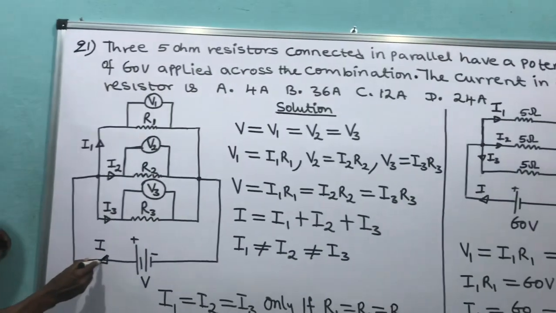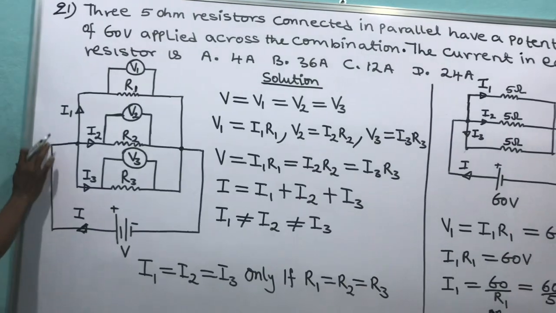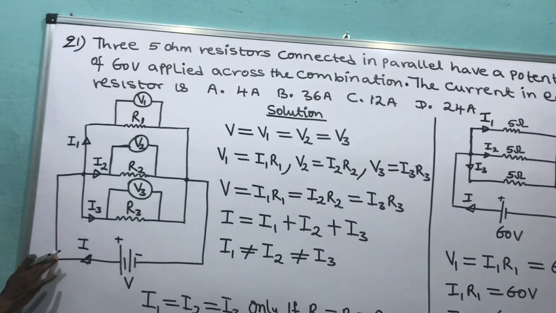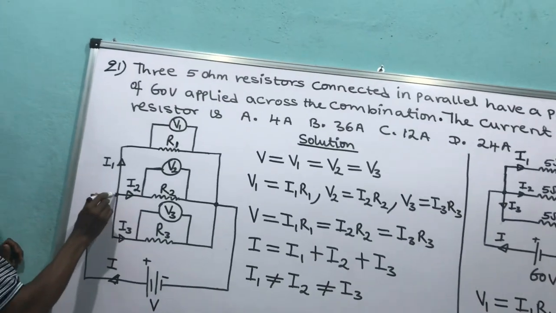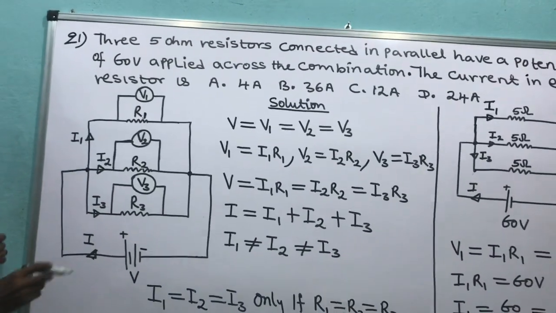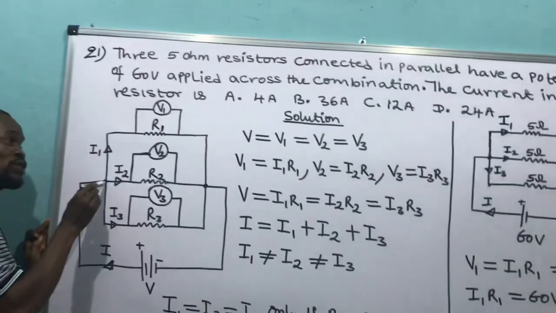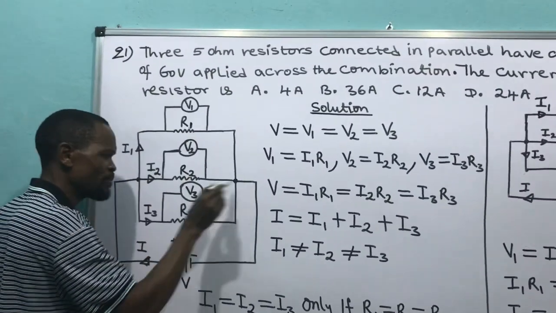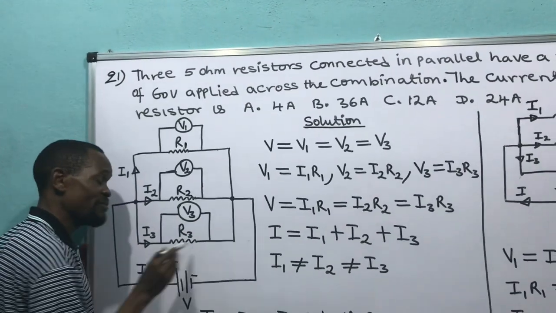The current is going in. When the current flows from here, this is the current produced by this battery, flowing into the circuit. When you get here, what will happen? Look at what will happen. This current will split. Part of it will flow to this place, part of it to this place, and part of it to this place.